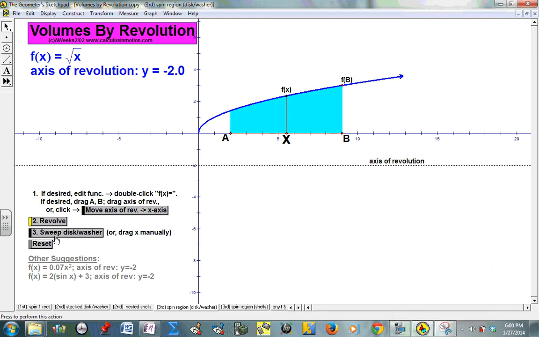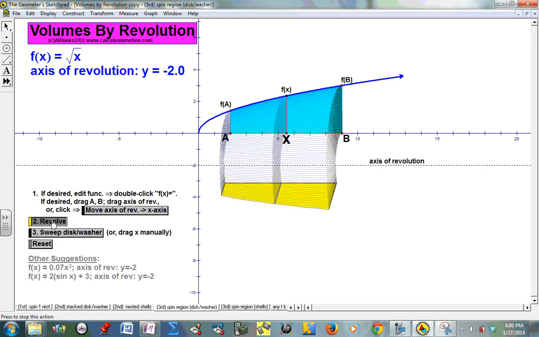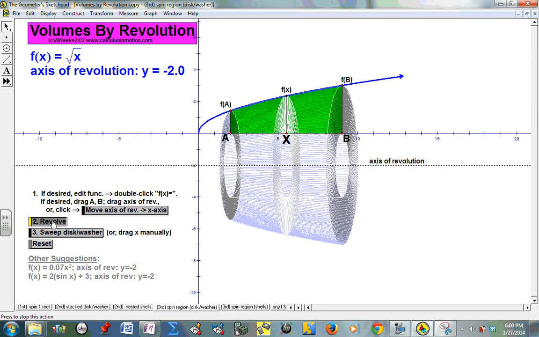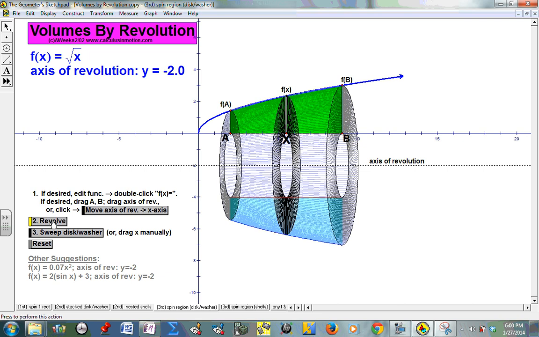Here's an example of a washer cross section. You notice now the axis of revolution has been moved from the x-axis down to the line y equals -2. As the shaded area spins around the axis, we get a solid generated that has a hole, it looks like, that has been drilled through the middle of our solid. And now let's put this all together.